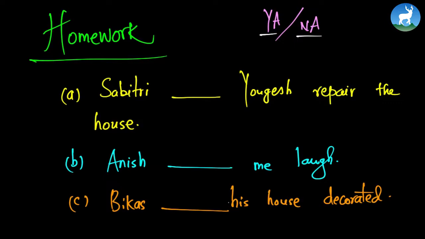First, you need to find whether there is an agent or not in the question. So let's start with the first one. Sabitri, something blank space. We're not going to care about the blank space right now. We only care about whether there is an agent or not. Okay, Sabitri, blank space, Yogesh, repair the house. So yes, Yogesh is the agent. Yes, agent. Anish made me laugh. Me is the agent. Yes, agent. Because his house decorated. No person, no agent.